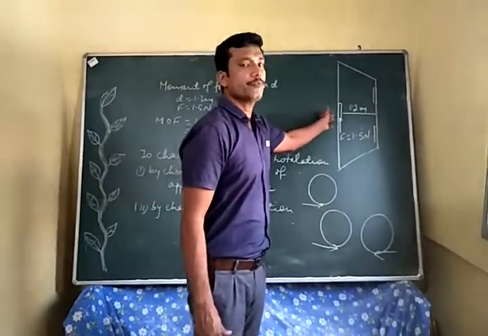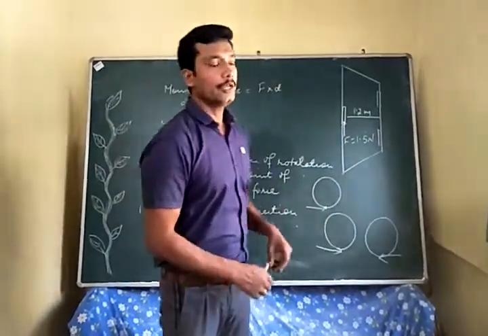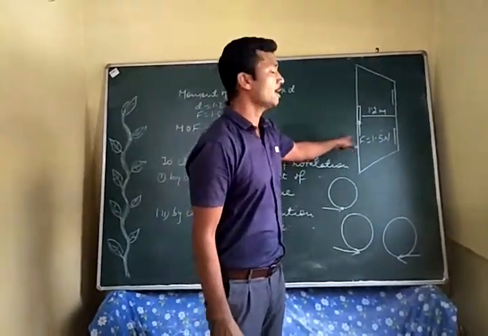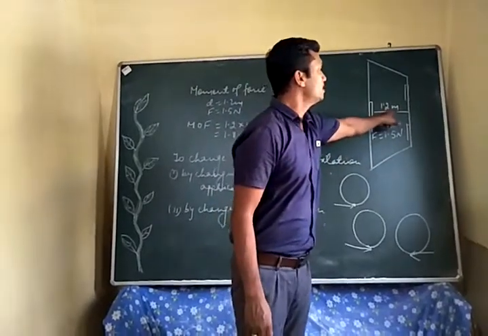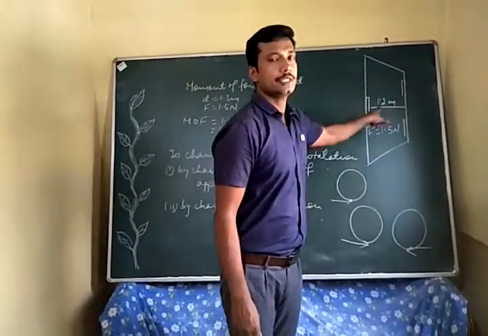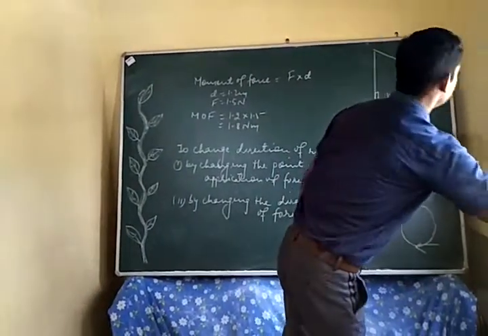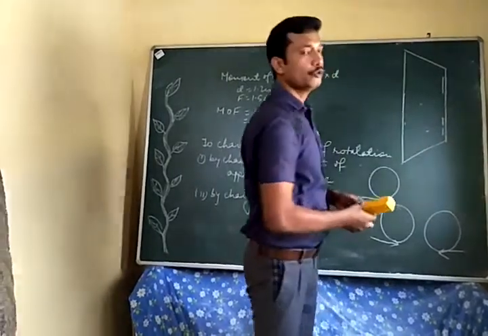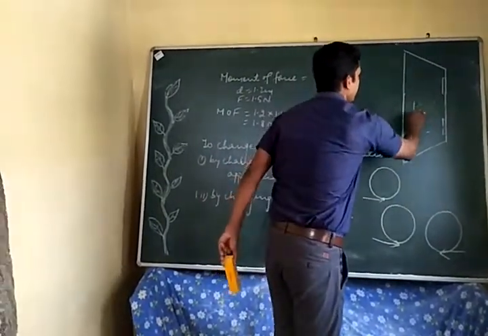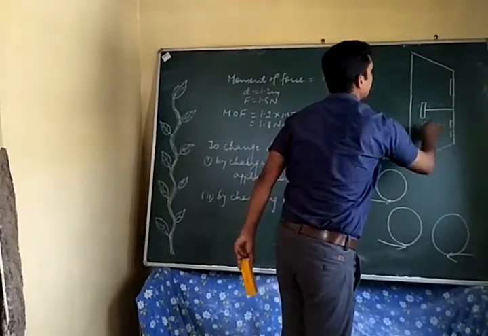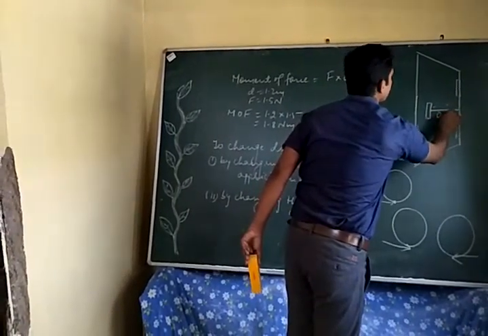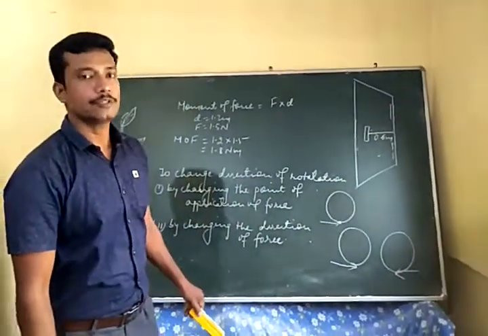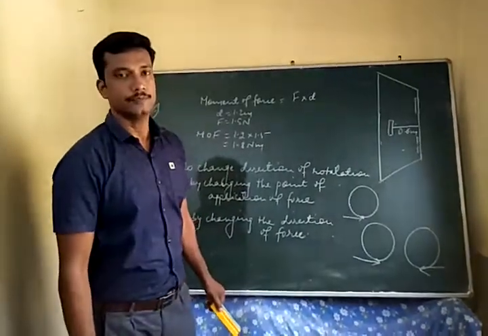So coming back to the same problem of the door only, let us see what magnitude of force we are going to apply when the distance is changed. Suppose instead of taking a distance of 1.2 meter, the handle is fixed at a distance of 0.6 meter, then what will be the force applied on this door to open it?